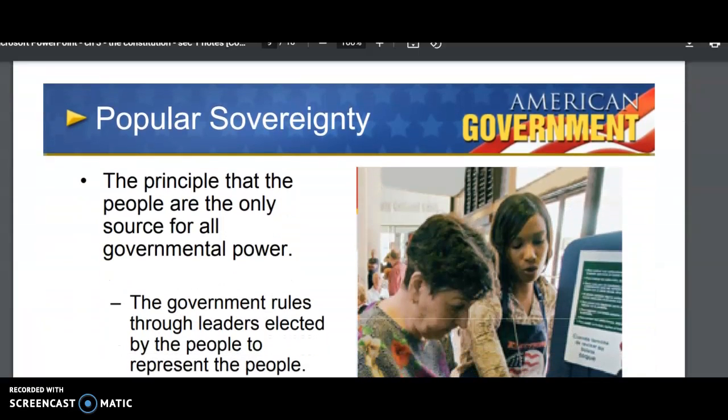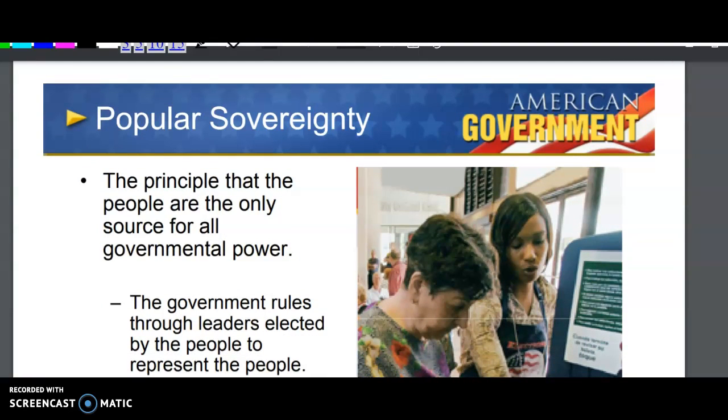All right, so the first basic principle that the Constitution was founded on is popular sovereignty. So that's going to be your first heading. What is popular sovereignty? You're going to have to define what that means. It's the principle that the people are the only source for all governmental power. So the people are the source of all government's power.